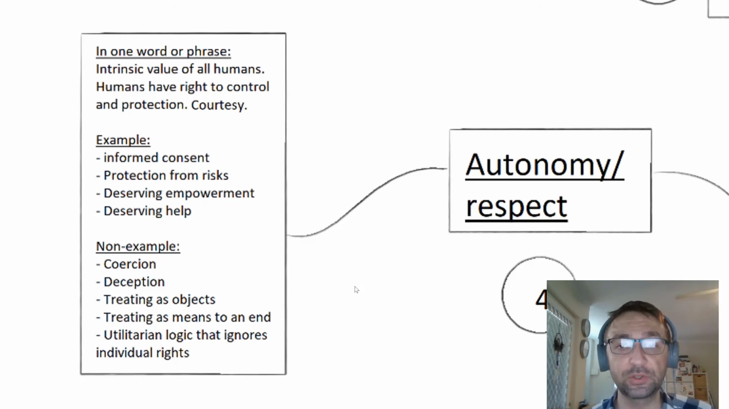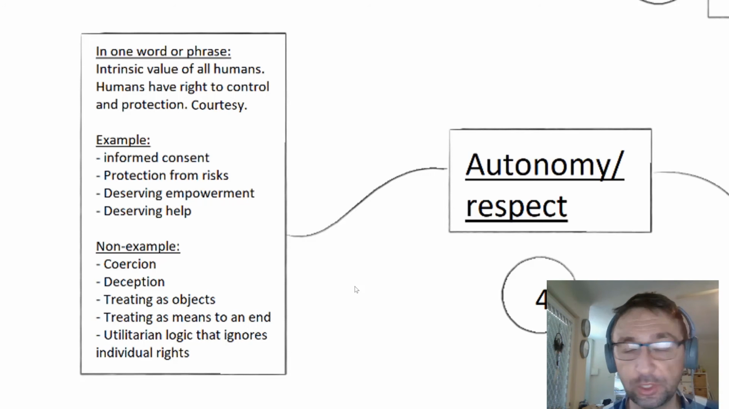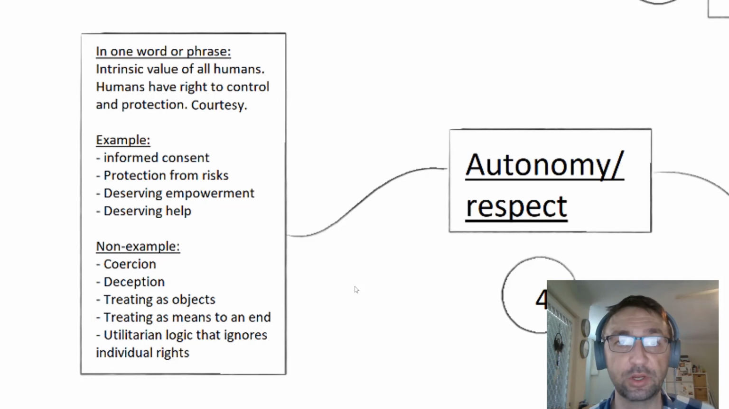Okay, so some ways that you can, the non-examples or ways that you can do research without showing respect and autonomy and courtesy to the research participants are things like coercion. If you use coercion, if you use deception, if you treat people like they're objects, not subjects, not human beings, you treat them as a means to an end, particularly a means to your research or your self-aggrandizement or your satisfaction of your own curiosity.